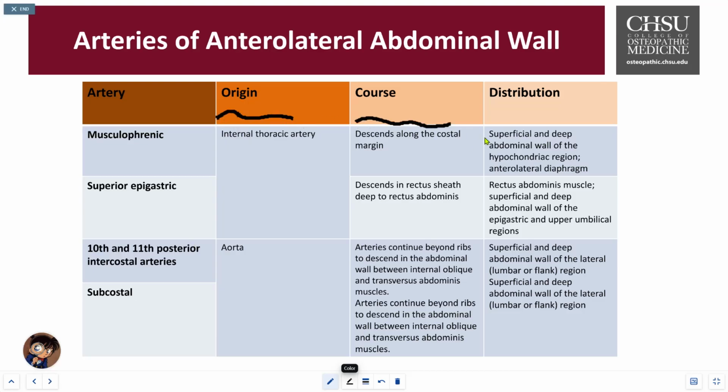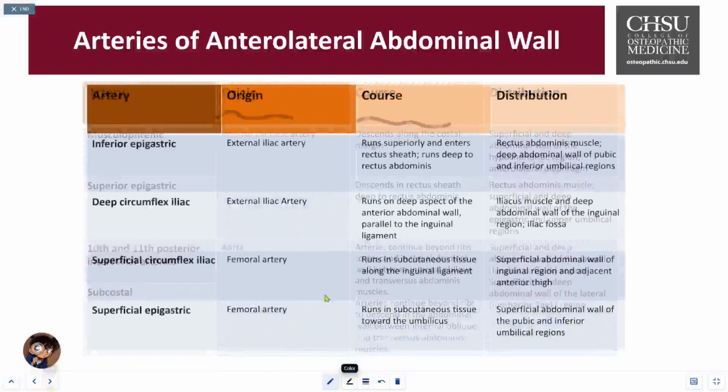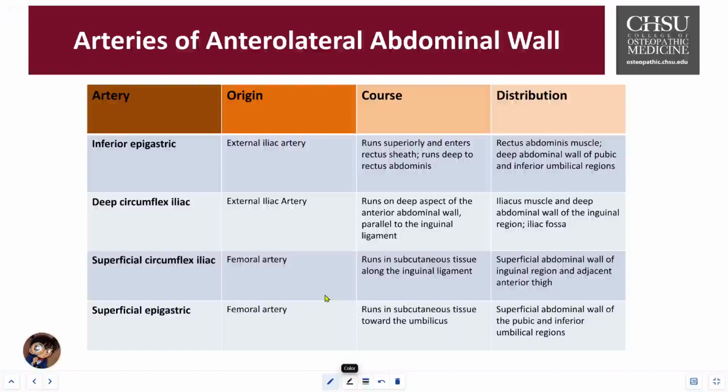Here's a snapshot of the key arteries, their origin, and their course of where they flow to. So the musculophrenic comes from the internal thoracic artery, the superior epigastric, and then we have the 10th and 11th posterior intercostal arteries and the subcostal arteries coming from the aorta. Over here we have the inferior epigastric artery that comes from the external iliac artery. The deep circumflex iliac artery comes from the external iliac artery.